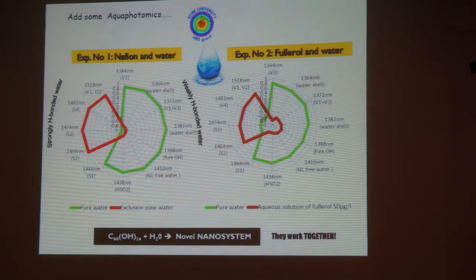And what we had in results, these are 2 aquagrams which show that we have equal spectral pattern of water for exclusion zone water and for this fullerene water solution. So what we think that this proves is that we have the same type of water. This nanomaterial acts as a structure maker, so we basically have the same liquid crystalline water as in exclusion zone next to Nafion. And this implies that fullerenes, a class of fullerenes, are not typical radical scavenger, that actually water plays dominant role in their antioxidant activity.